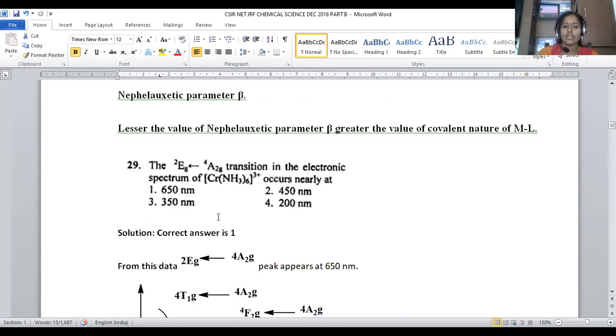And the next is also part of inorganic chemistry, coordination complexes. The 2Eg from 4A2g transition in the electronic spectrum of Cr(NH3)6 3+ occurs nearly at. This is a kind of emission spectrum.